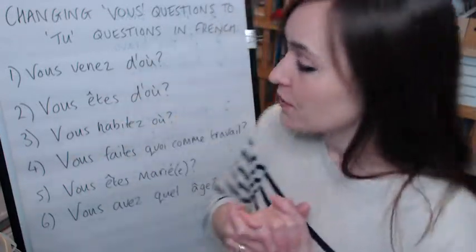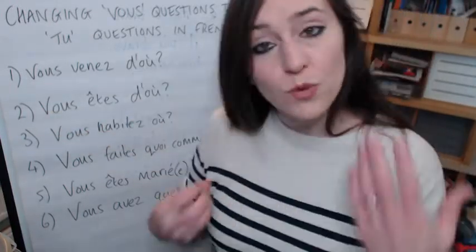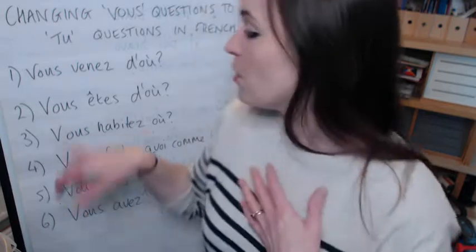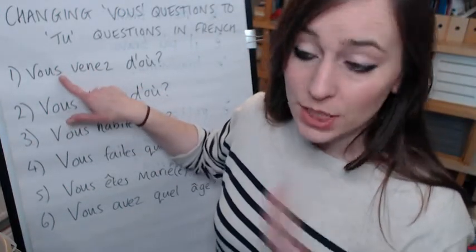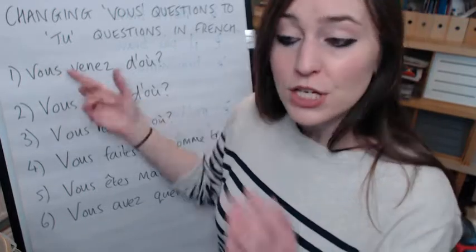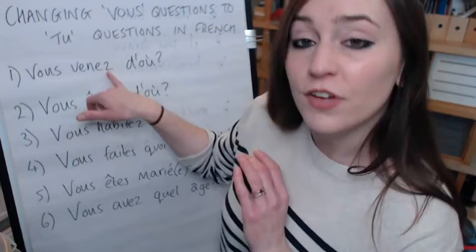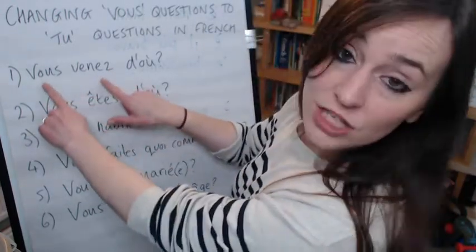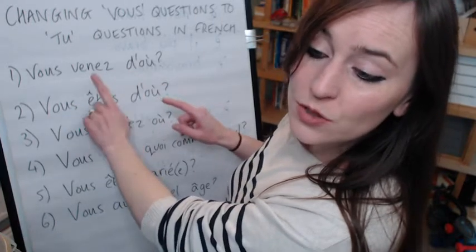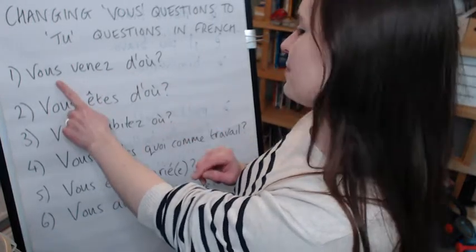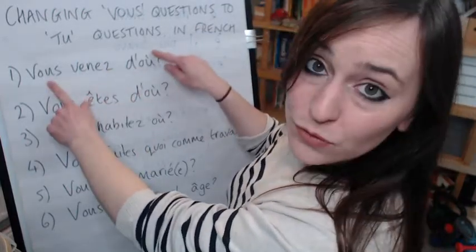So instead of saying, for example, vous venez d'où, which means where are you from, where do you come, with the subject pronoun vous first, you might get some questions in this list which have the verb first and then the subject pronoun. So you could, for example, ask this question, vous venez d'où? You could say venez-vous. Hang on a sec. You could say d'où venez-vous?